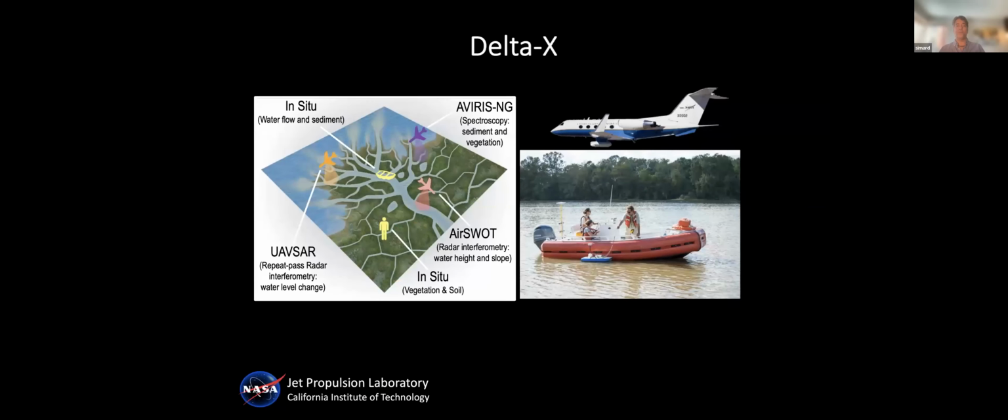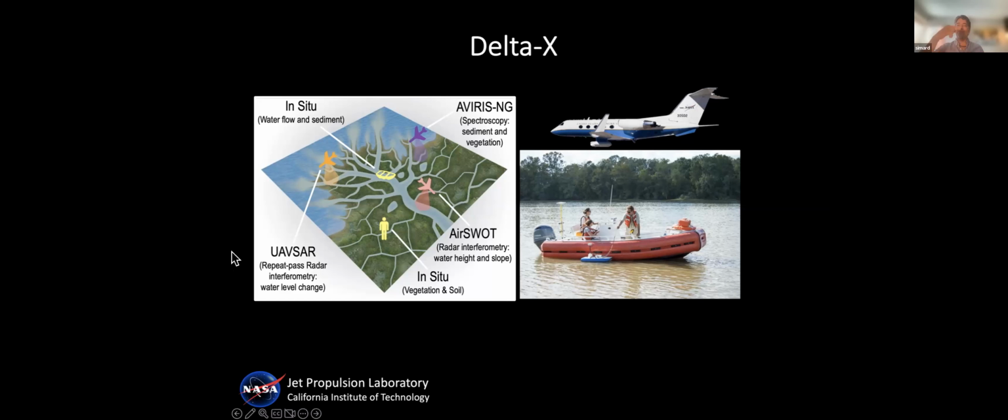So we flew 3 aircraft simultaneously or near simultaneously. AVIRIS-NG, which is the imaging spectrometer with 425 bands separated by 5 nanometers. So it's a full spectrum for every pixel, about 5 to 6 meter pixels. UAVSAR is a radar, just like AirSWOT, another radar. The UAVSAR uses L-band, which is about 24 centimeters. So it sees through vegetation.